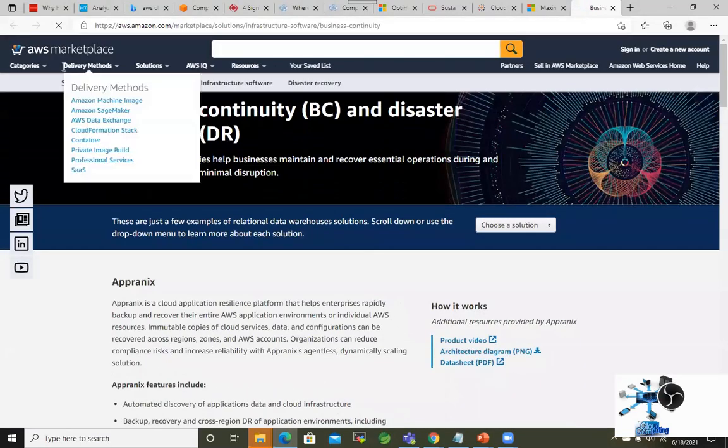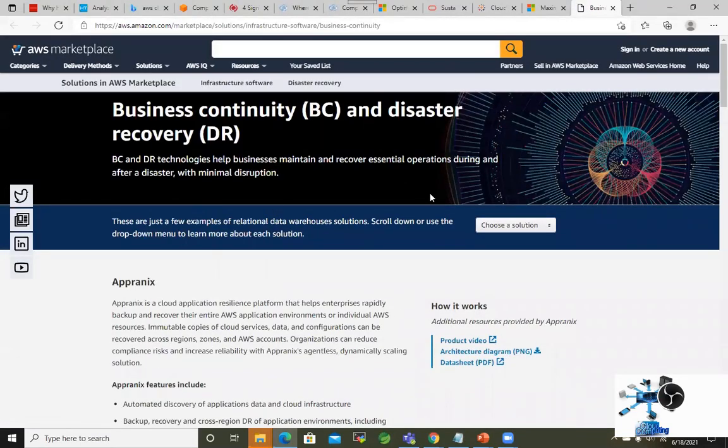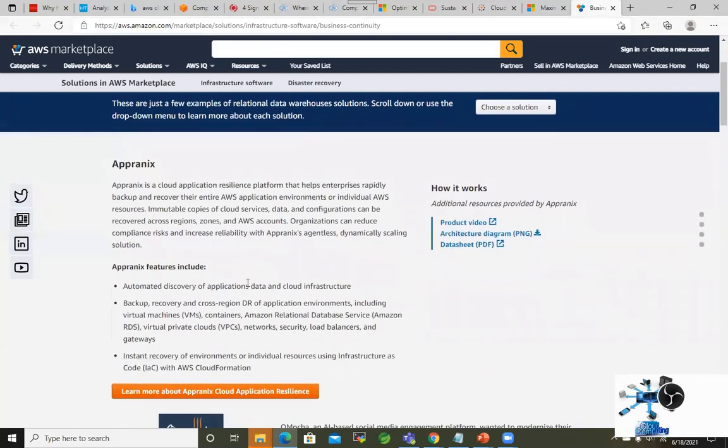If you go here, this is AWS. In the AWS marketplace, they have something called Apprenix. Apprenix is one of the famous data resiliency tools for business continuity and disaster recovery, and they have other features as well. Apprenix is a cloud application resilience platform that helps enterprises rapidly back up and recover entire AWS application environments or individual AWS resources. So they provide backups. In case of a crash, they allow you to restore and recover those things. So they make sure the business is up and running. That's a business continuity plan.